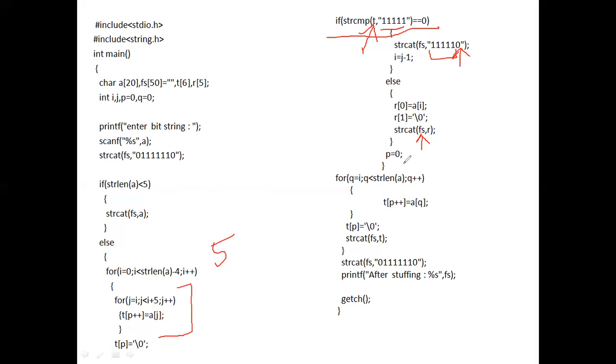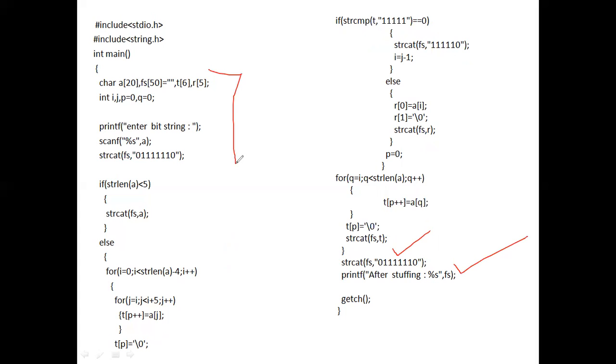Then that entire result is copied into a temporary variable t, and p is acting like an index. Whatever we have in a as of now is copied into t, and that t is set with null at the end, and copied to the frame sequence. This way the work is done. Once it is done, at the end one more frame sequence is added, and it prints the result.